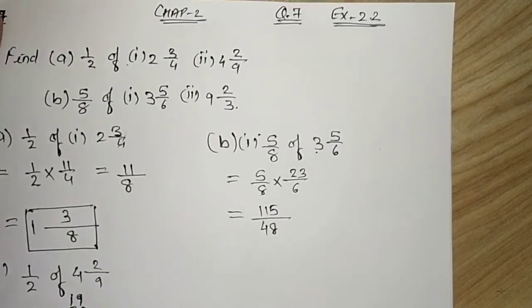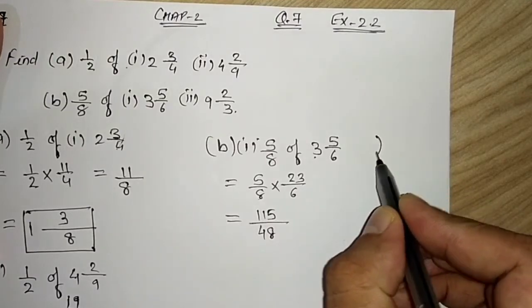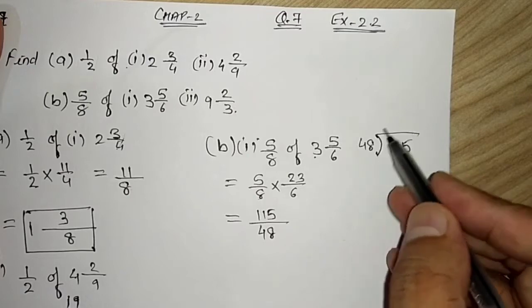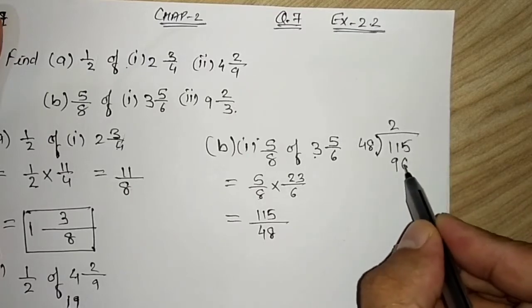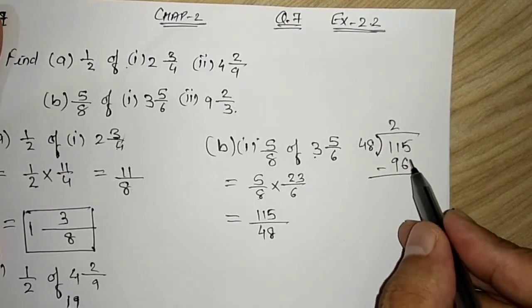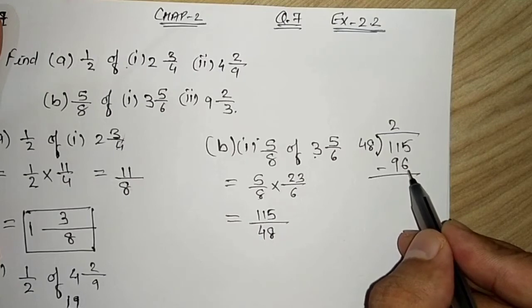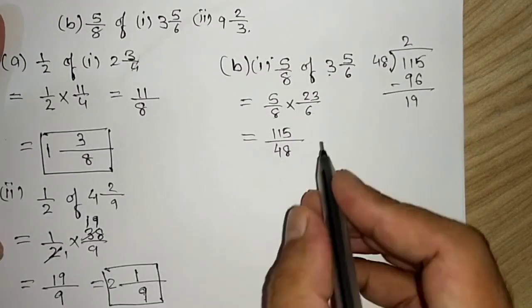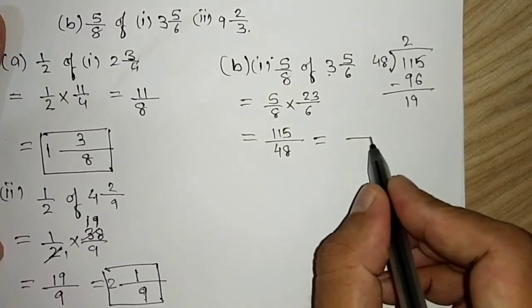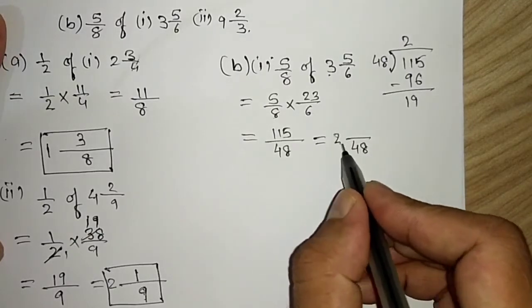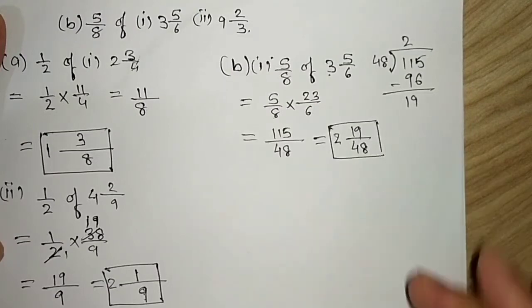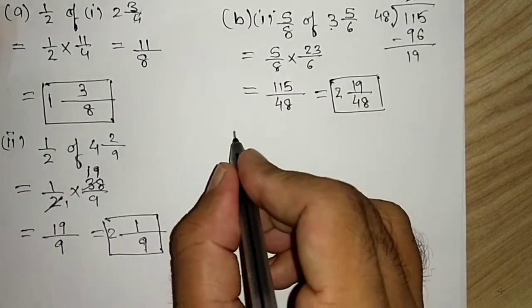Now converting it into a mixed fraction, we will divide 115 by 48. 48 2s will give me 96, and what is the remainder? 115 minus 96, so it will be 19 remainder. So your mixed fraction will be 48 2s are 96 plus 19. This is your answer.